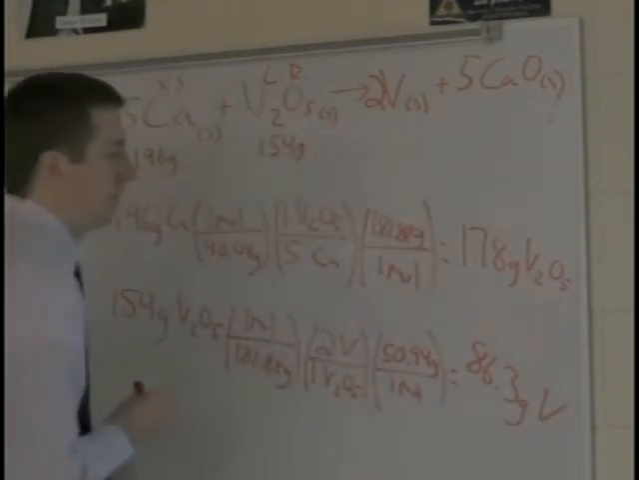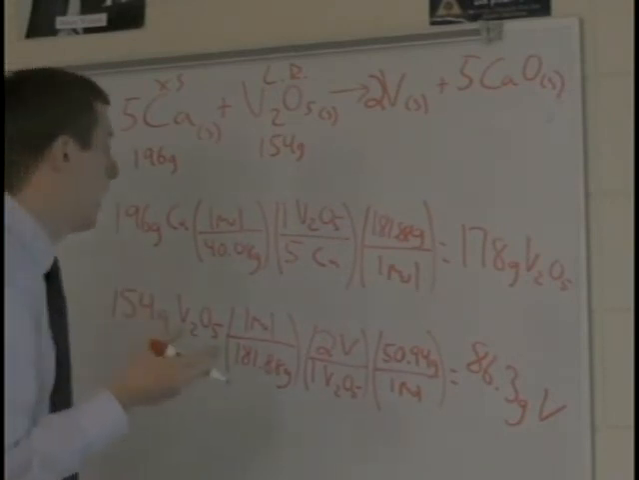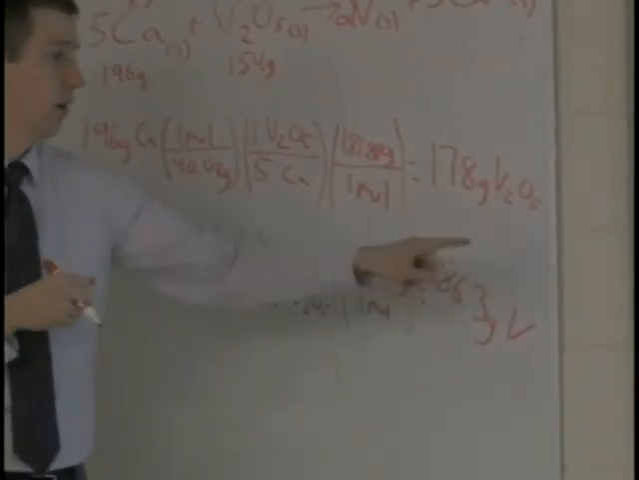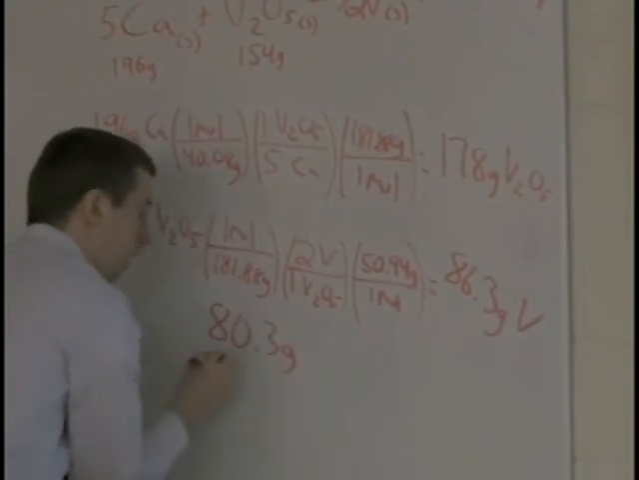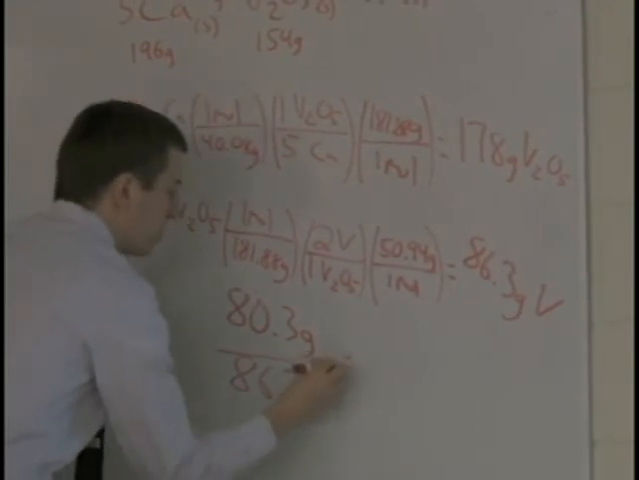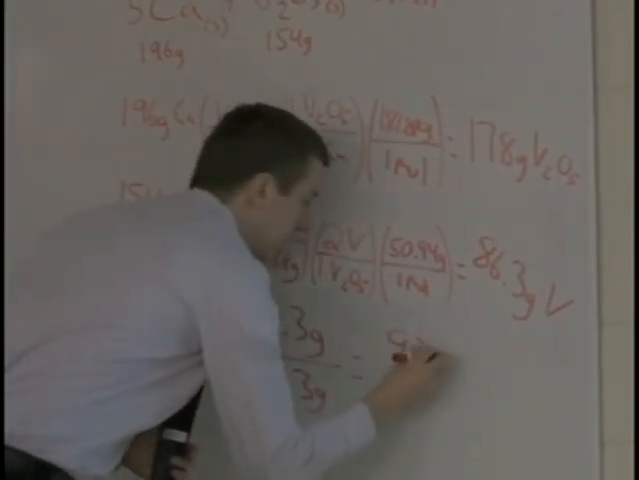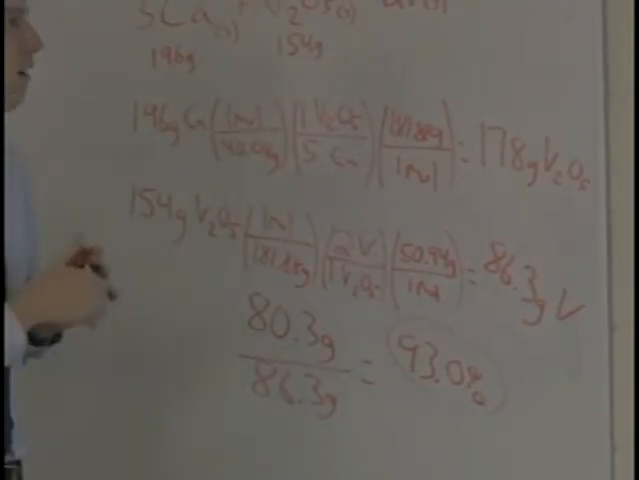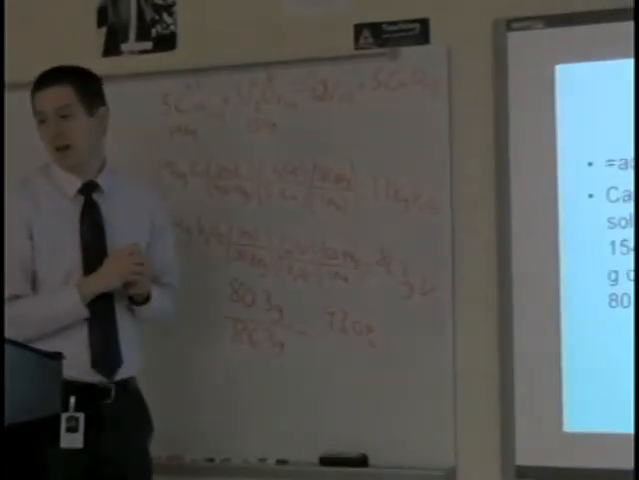of vanadium. If this was a limiting reagent problem, we'd be done. There's one final step to do. We need to take this, which is our theoretical, and our actual. 80.3 grams is our actual, divided by 86.3 grams, which is our theoretical, multiplied by 100, we get a percent yield of 93%. This is the end of this chapter on mass and conversions and chemical.